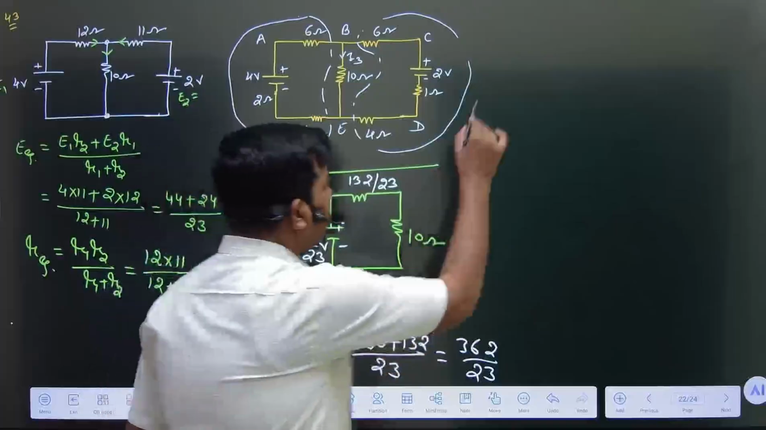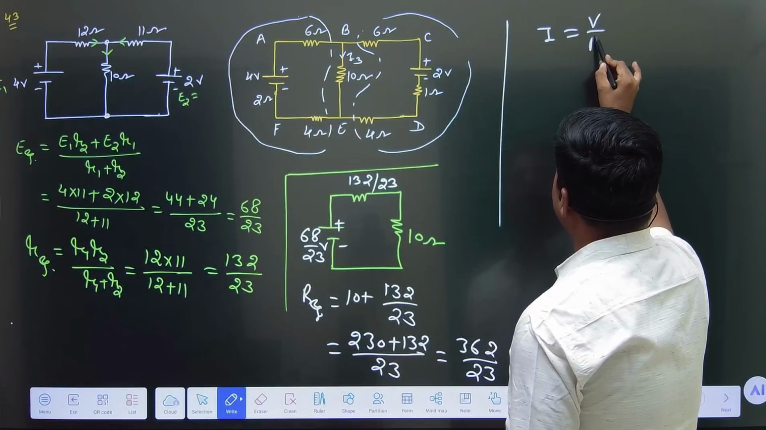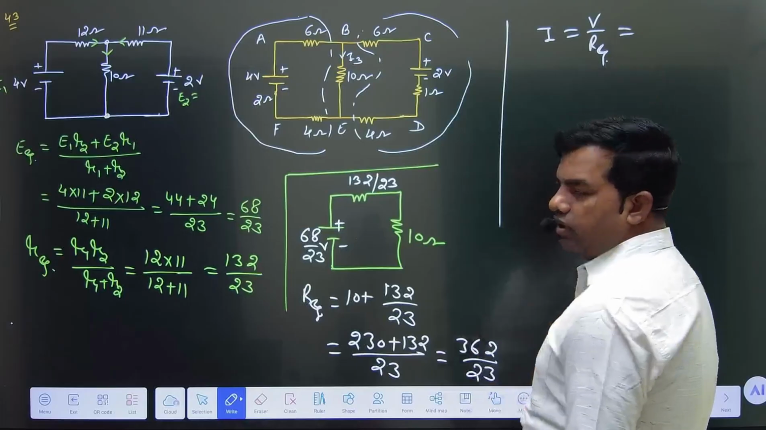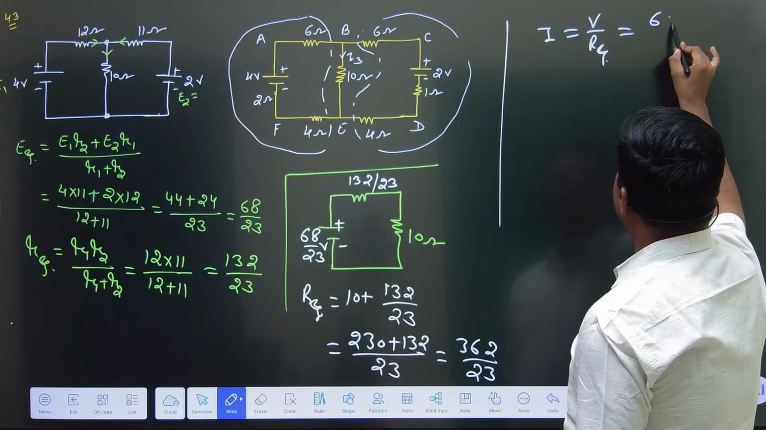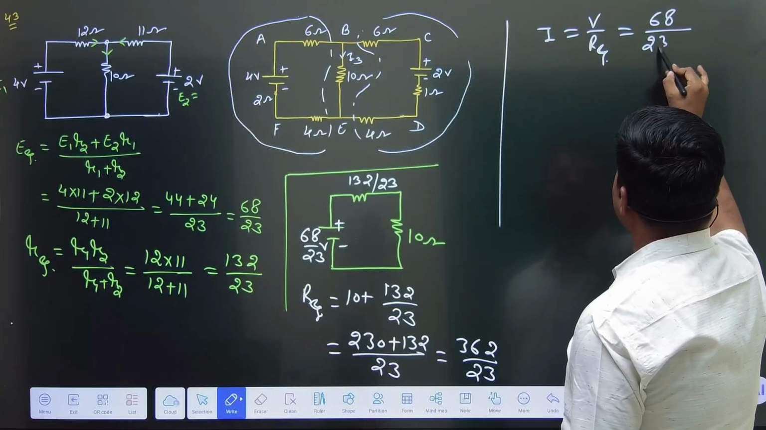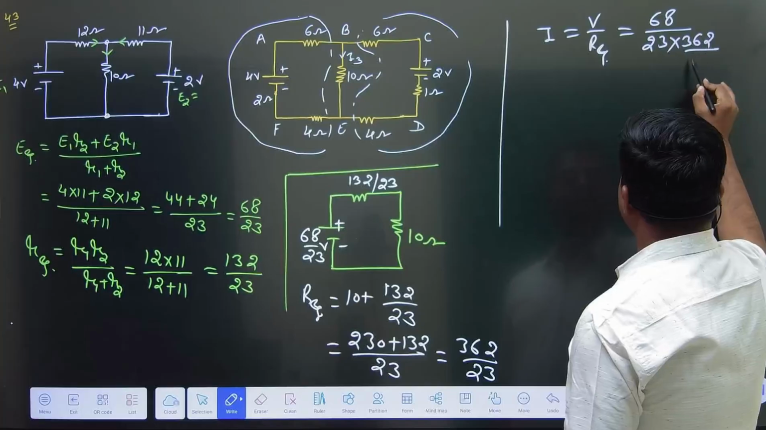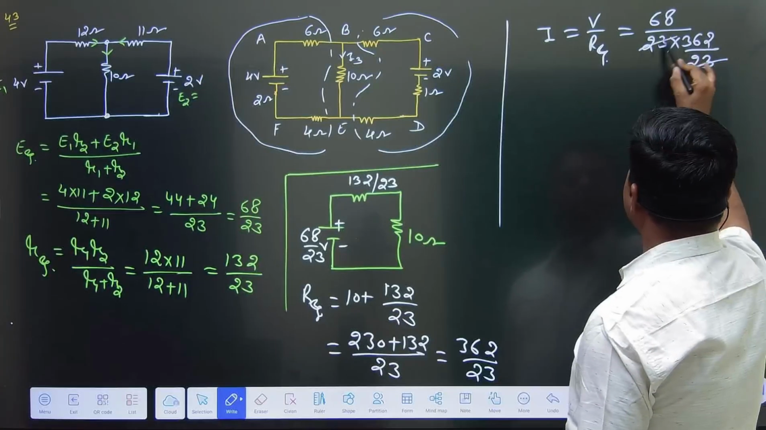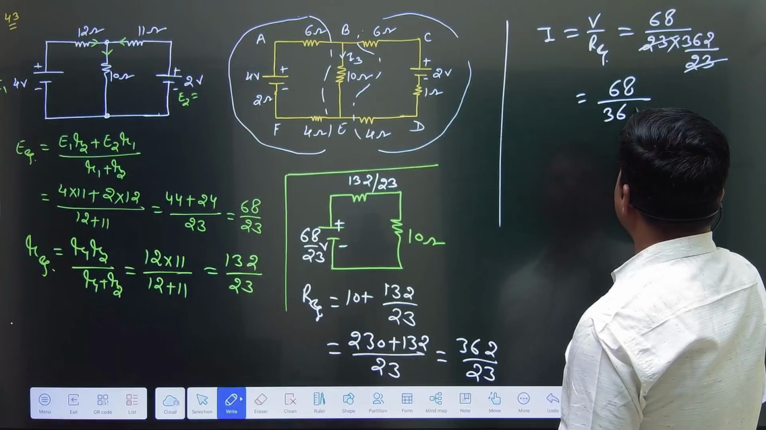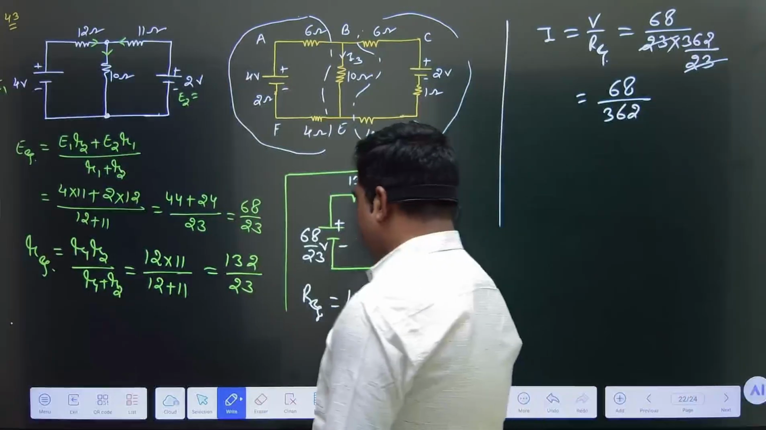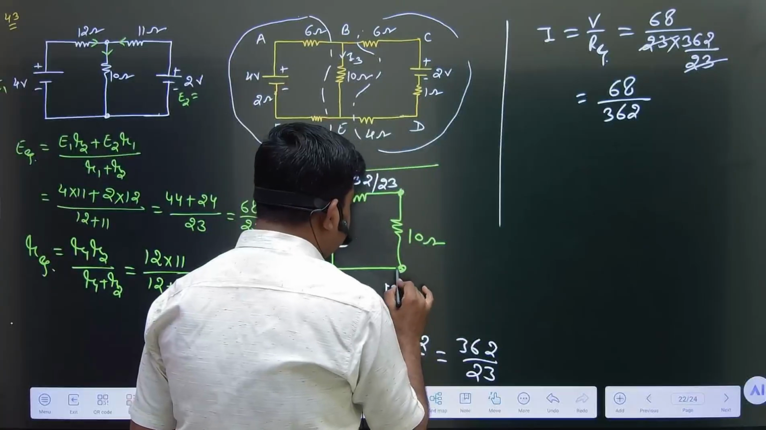We have to calculate the current in the circuit. And what is the current? Current is I equal to V by R equivalent. Okay. So here, what is V? V is 68 by 23. And what is the R equivalent? 362 divided by 23. This 23 and 23 cancel. So it is 68 by 362. Again, it is a very tough situation, but we have to calculate the voltage across this 10 ohm.